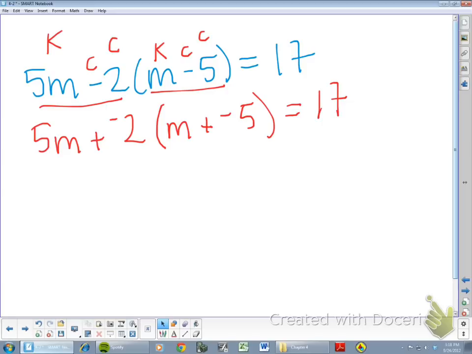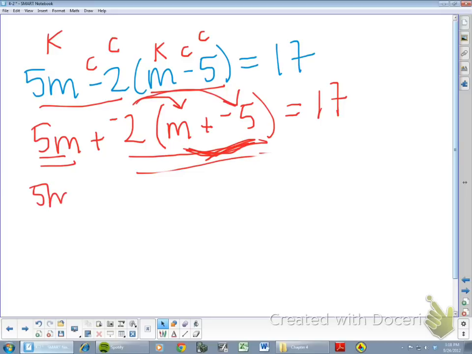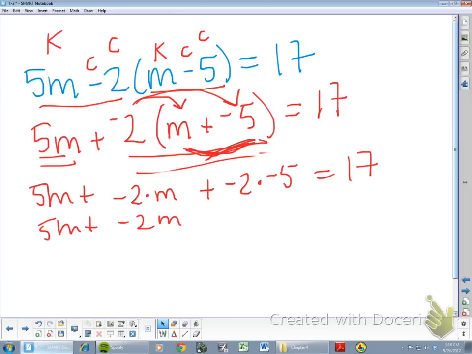Now, look at what's happening here. We have 5m plus. Well, what are you adding to 5m? You're adding this whole thing here. Before you do that, you've got to figure out, okay, there's nothing else you can do in the parentheses. Those are unlike terms. You cannot add them. But you can distribute the negative 2 in. So we have 5m plus, let's do negative 2 times m, that's just negative 2m, plus negative 2 times negative 5. Let's carry the right-hand side of the equation down. 5m plus negative 2m plus, now this is going to be positive 10, it's equal to 17.